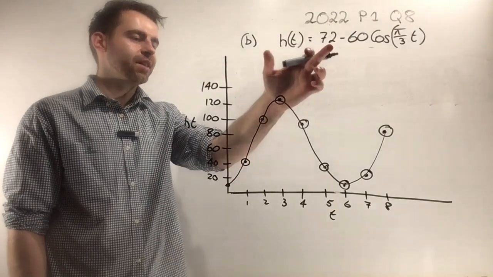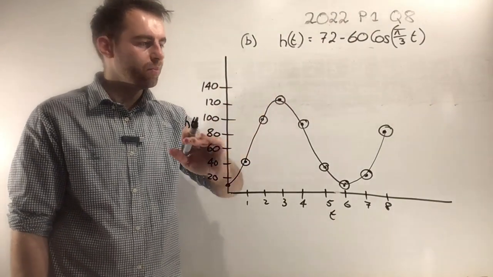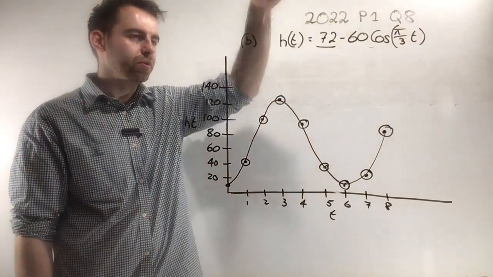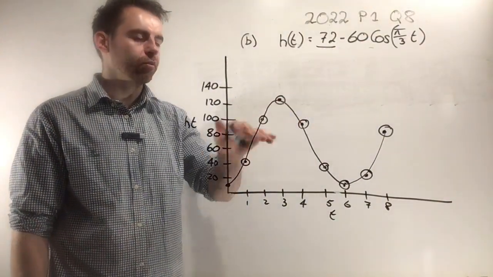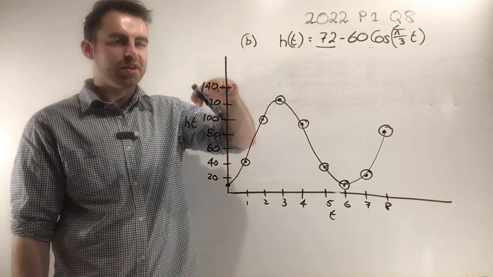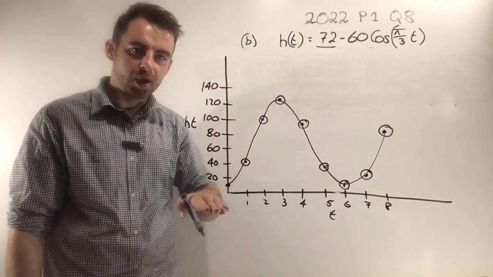Furthermore, remember that the 72 represents the midline. So the midline of this curve is simply 72. And the amplitude is the coefficient of cos. In other words, if my midline is 72, the maximum is 72 plus 60, the minimum is 72 minus 60.